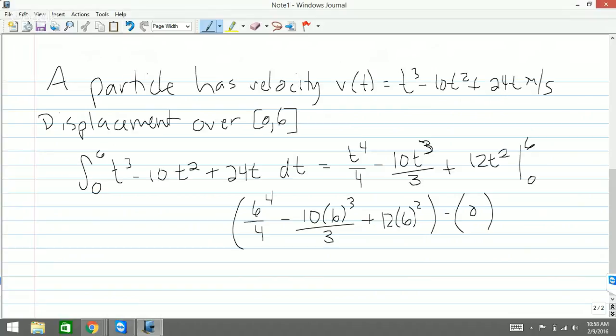6 to the 4th. Top of your head, Brandon Hatcher? I don't know that one in my head either. There's some others I could bust out, but you end up with 36 meters if you do the math. So notice meters per second is the velocity. It's a rate. Meters is a position change, the displacement.